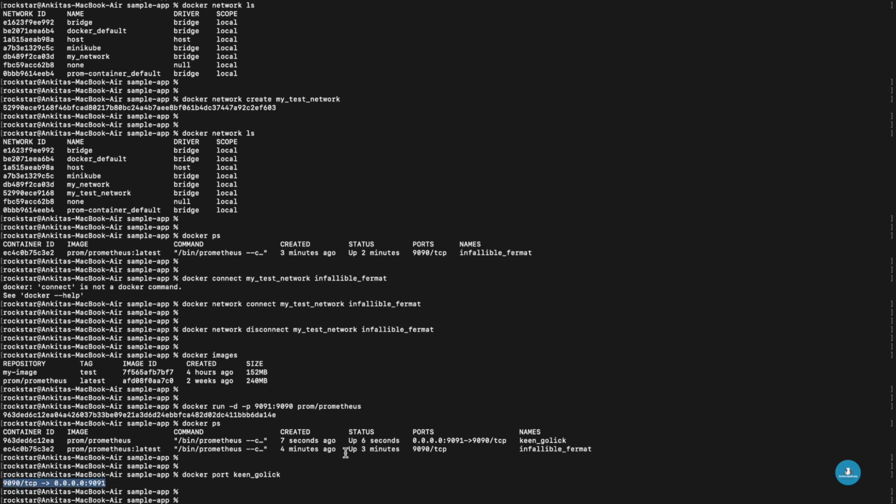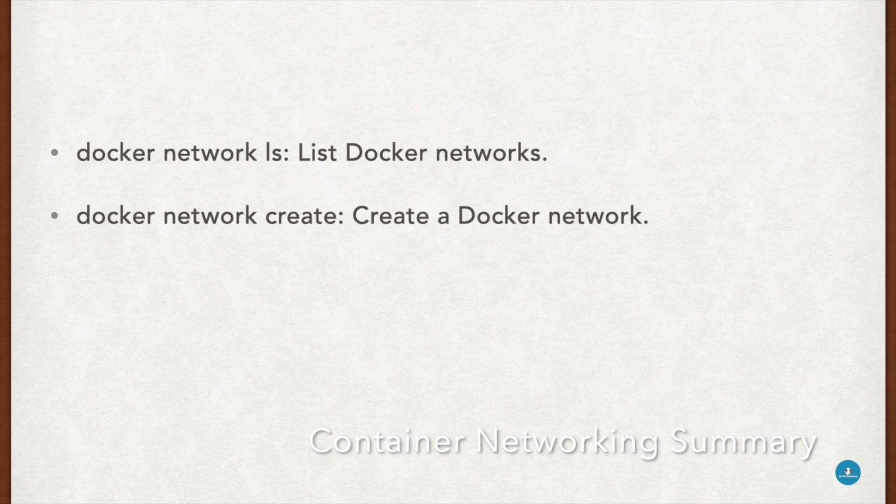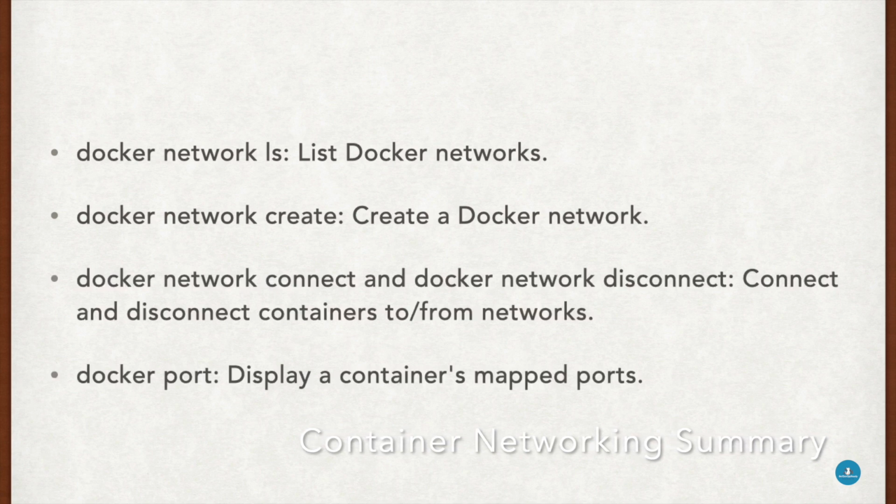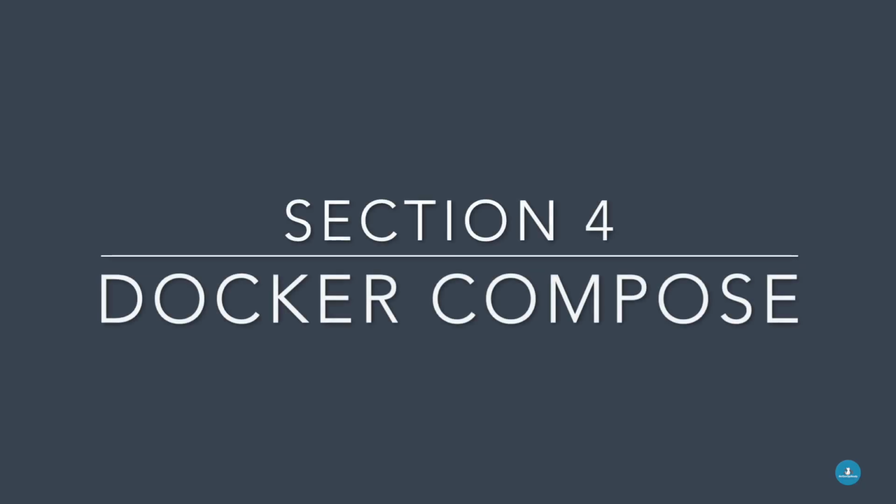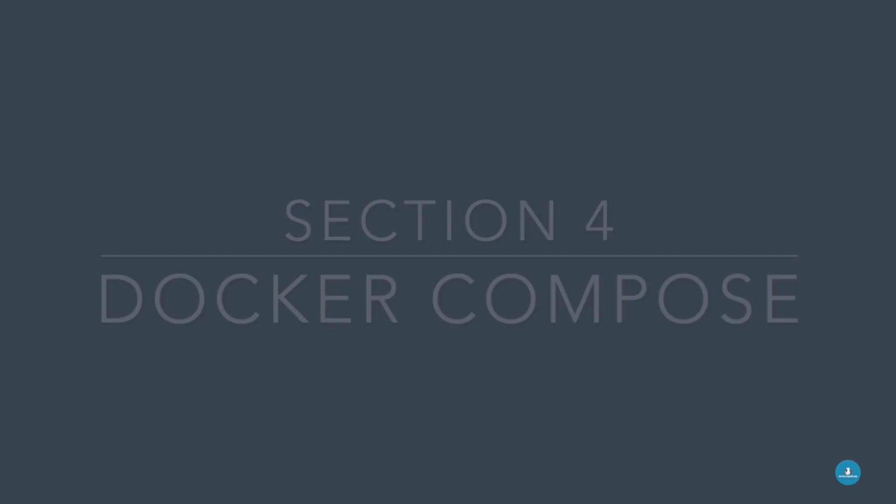That concludes our overview of Docker commands for managing container networking and ports. You can use these commands to list, create, connect, disconnect, and inspect the networking configuration of your Docker containers. In this section, we'll explore Docker Compose, a tool for defining and running multi-container Docker applications. Docker Compose simplifies the process of managing complex applications consisting of multiple services.